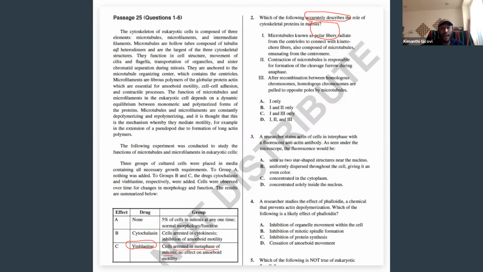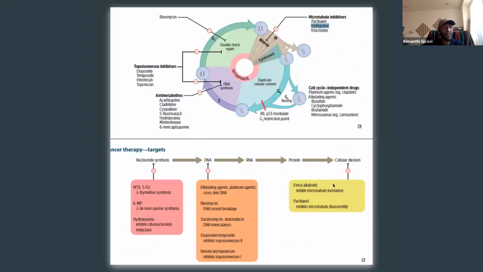We take a step back and go to the next page, boom. You see the same drug, vinblastine, microtubule inhibitor. This is a whole bunch of drugs about cancer, all right?